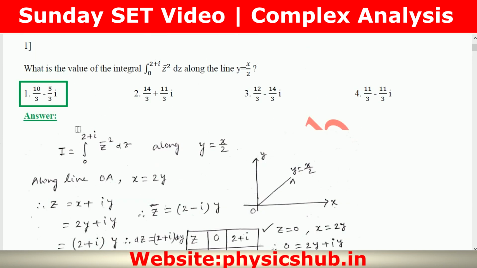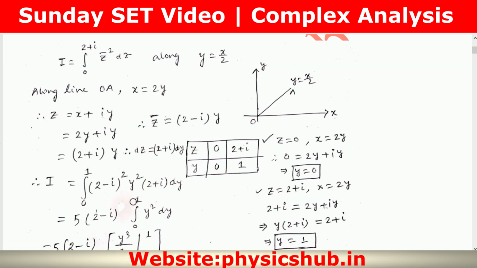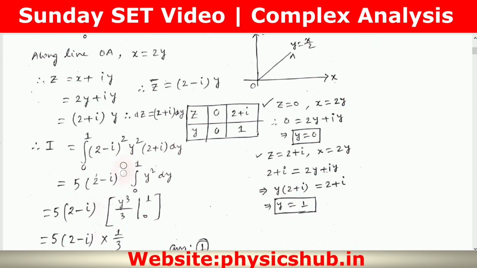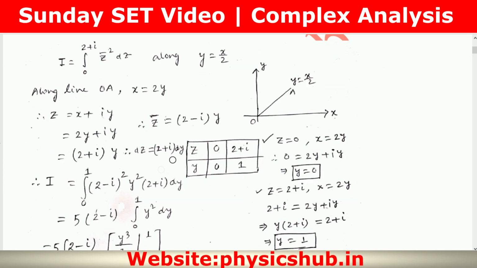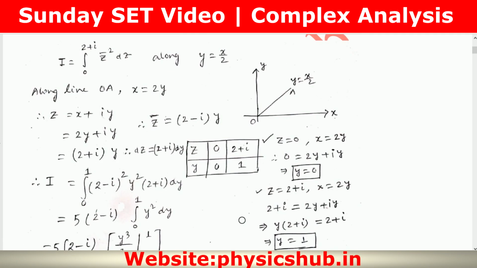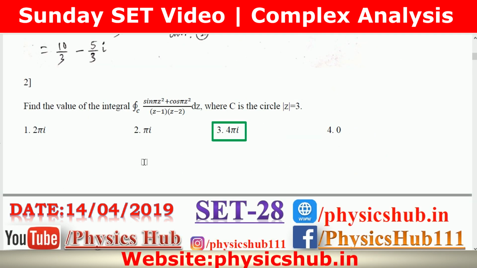Therefore the integration is transformed into this: 0 to 1, z bar equals 2 minus i into y, so 2 minus i whole square into y square, and dz equals 2 plus i into dy. Okay, now carrying out this integration, we get the value of I equals 10 by 3 minus 5 by 3 into i, and it is matching with option 1. So option 1 is the correct option. Moving on to question number 2.